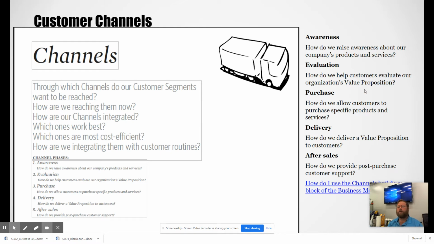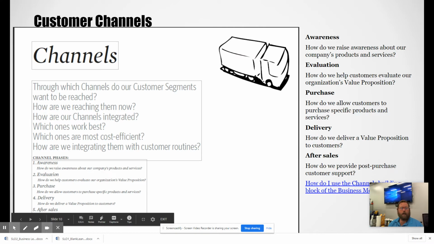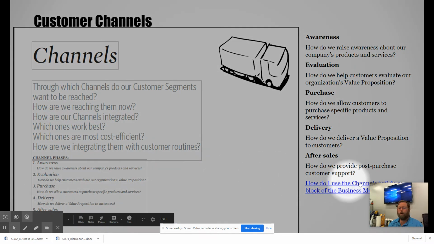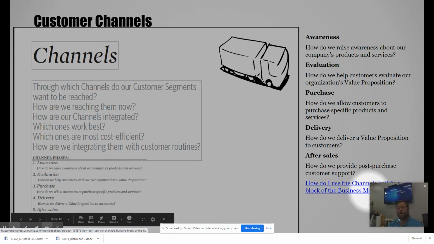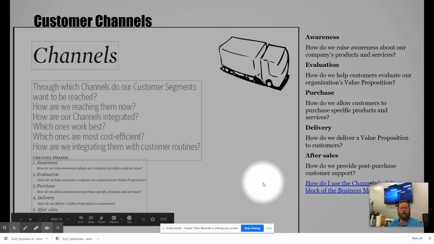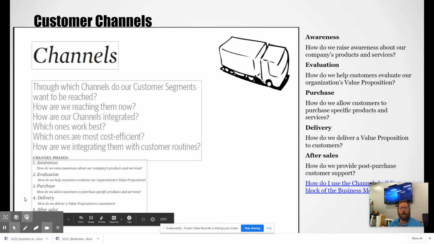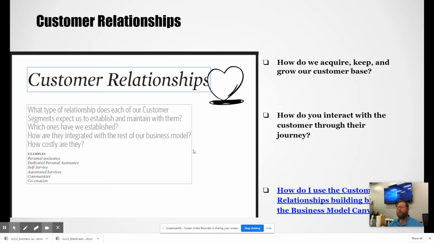Evaluation, how do we help our customers evaluate our organization's value proposition? Purchase, how do they get to our product? How are we allowing them to buy this value? Delivery is how do we deliver this value proposition to customers? And after sales is how do we provide support? If you notice, guys, on each one of these slides actually as well, there is a video follow-up or an article in this case that you can discover and that will help you in case you have any more questions or doubts.